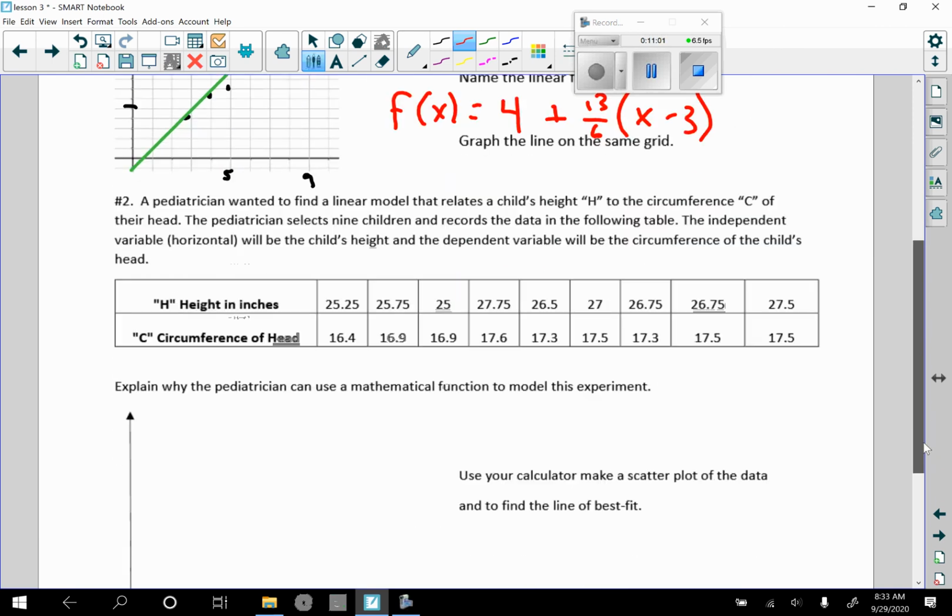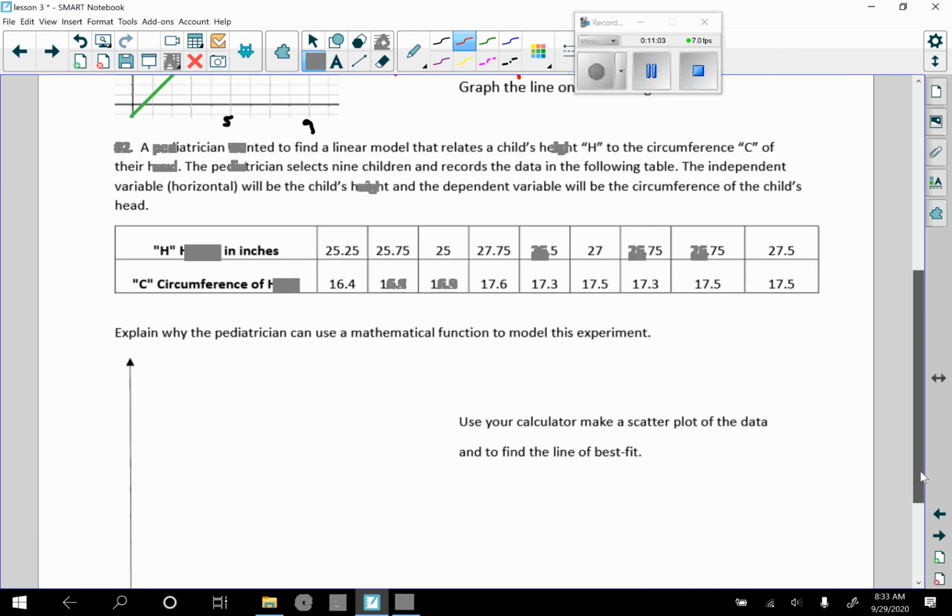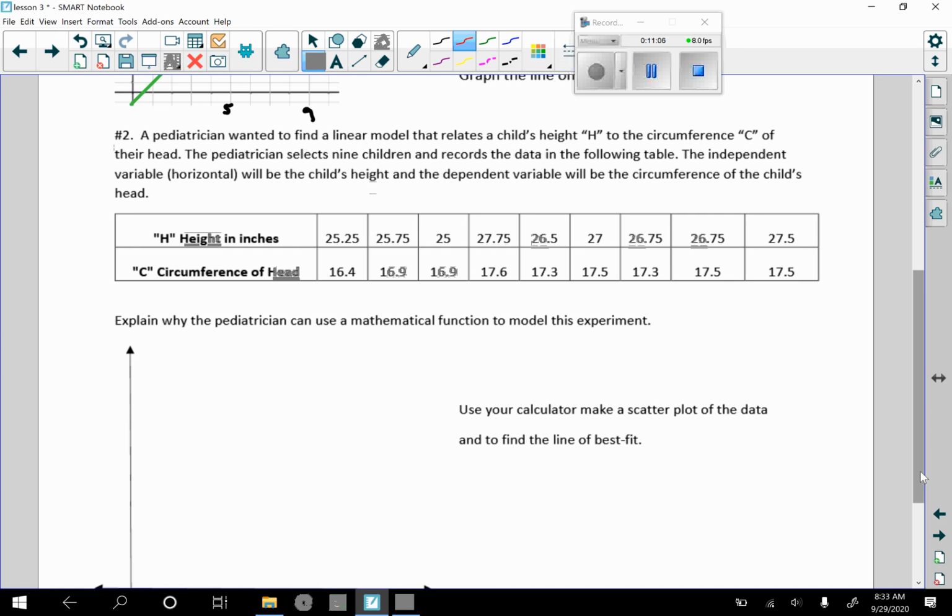What's going to be different for number 2 is the data is not nice data because of this 25.25, 16.4. So when we graph these points, all we're going to do is estimate their location.